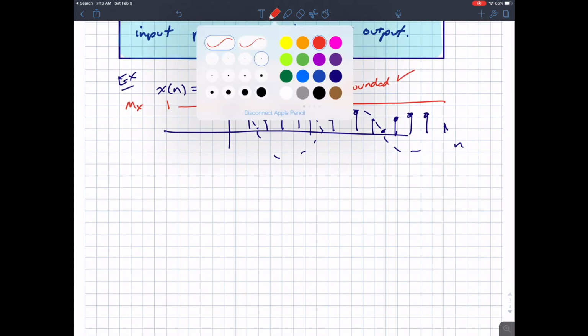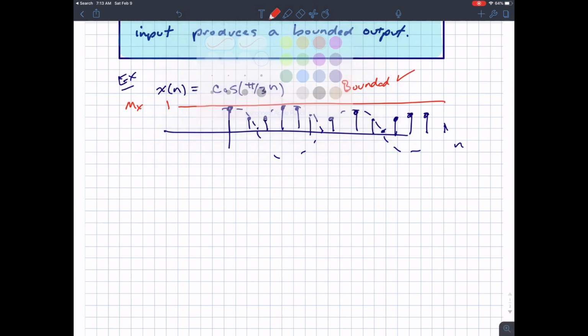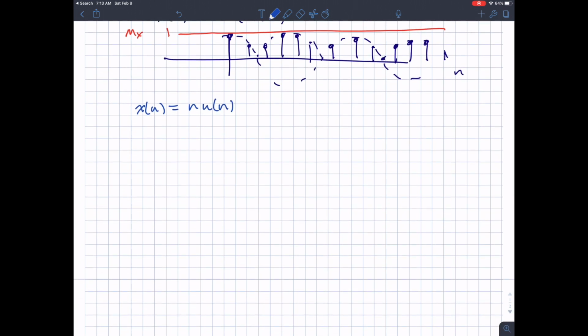Let's take a look at a signal that's not bounded. Let's take x of n to be n u of n. Sometimes I have students who get confused because they say, you give me an n, let's say n is 1 million, then 1 million is a finite number. Why is this not a bounded signal? For every n that I give you, it'd have a finite number. Well, the answer to that question is you have to look at this over all time.